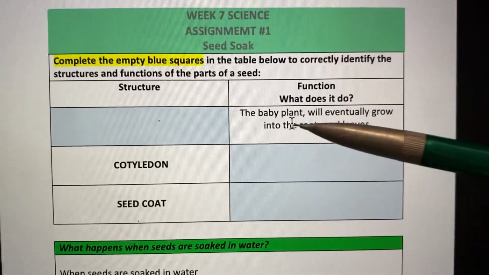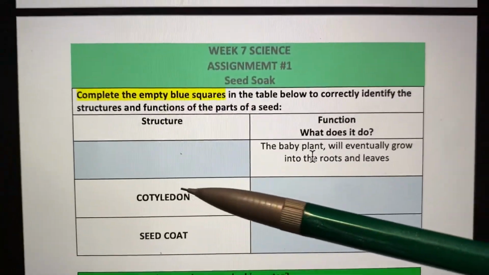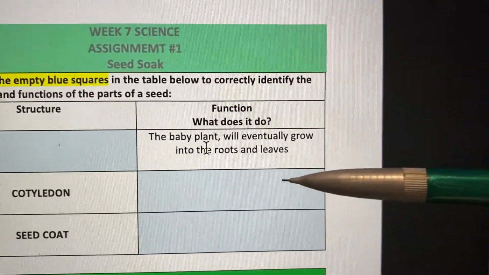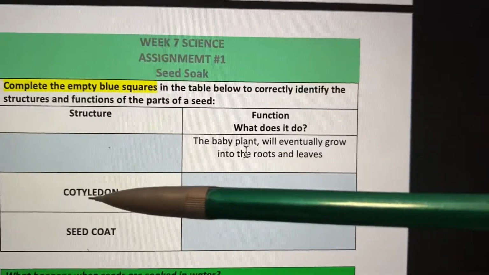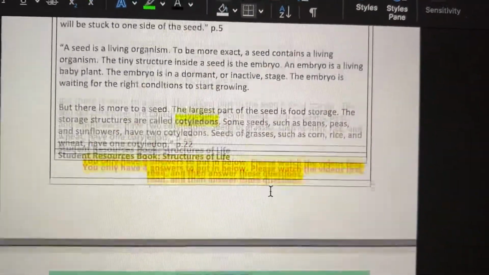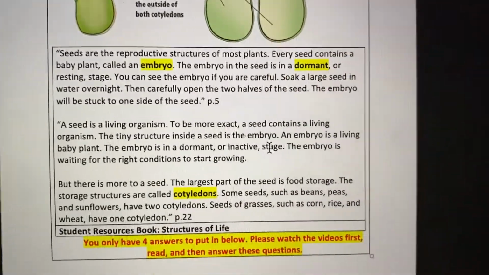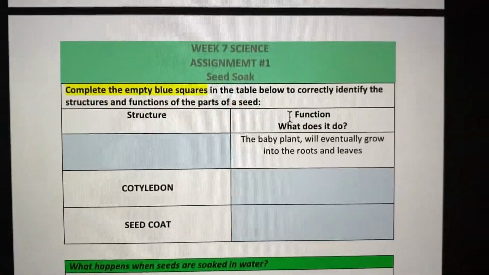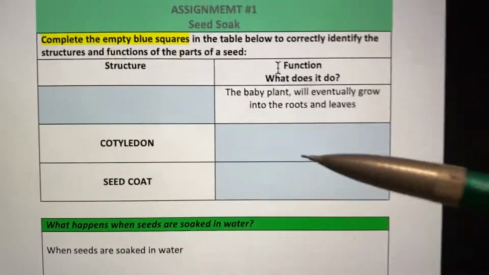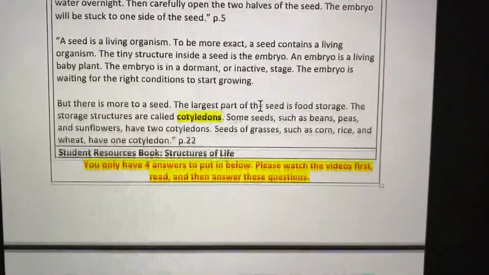Let's ignore this part right here and let's look at cotyledon. If we look at the word cotyledon, we have to figure out what it does. In order to find out what a cotyledon does, you have to watch the videos and of course read this part. Okay? And then here it says the seed coat. What is the structure of the seed coat? And then we have to look back to the paragraphs or the videos.